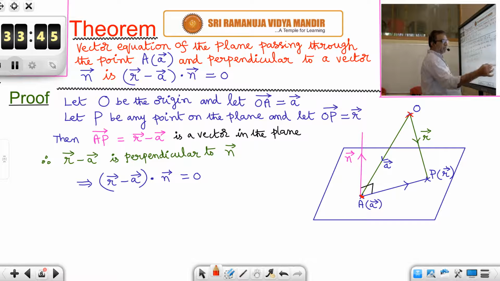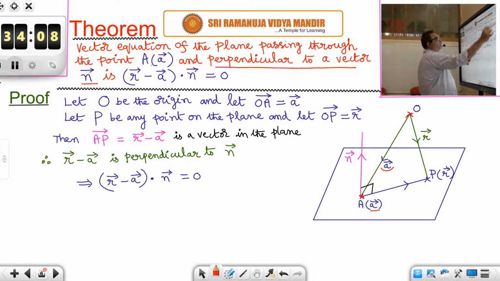So OA bar is the position vector of A, it is A bar. In the bracket I have written its position vector for the point A. So A is a point in the plane, and the plane is perpendicular to the vector n bar. Vector equation of the plane passing through the point A and perpendicular to the vector n bar.